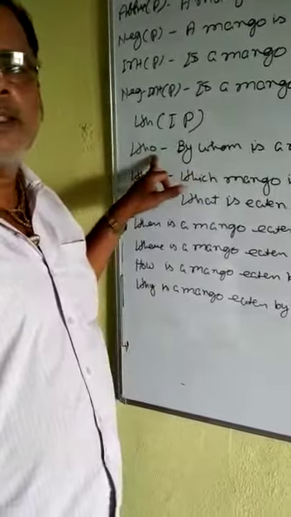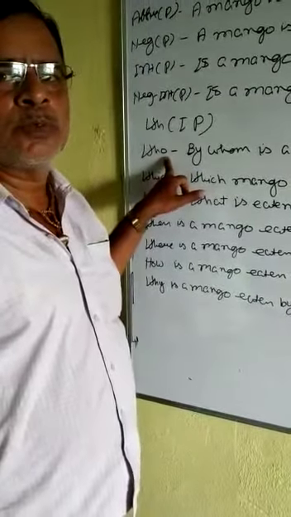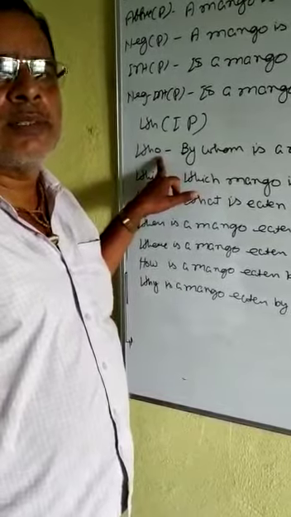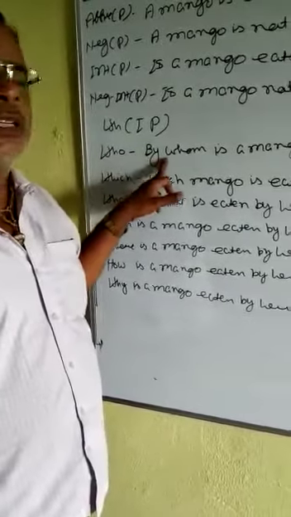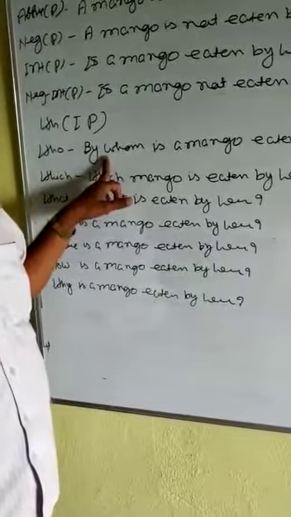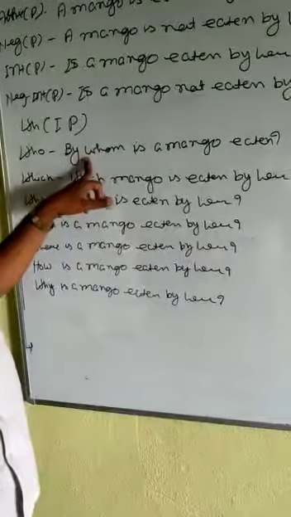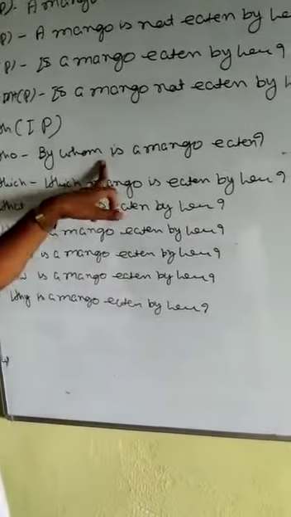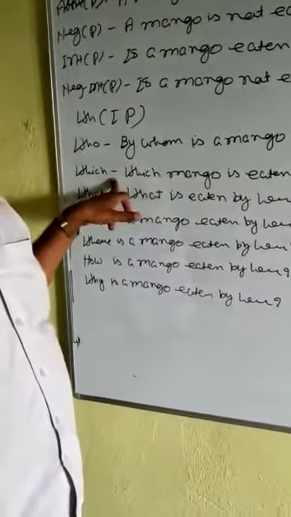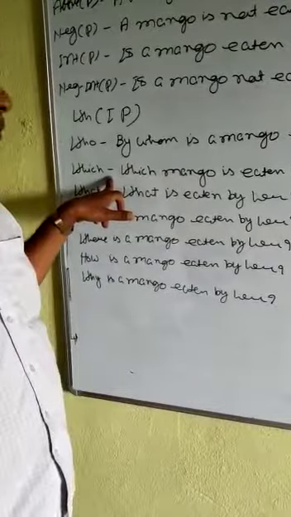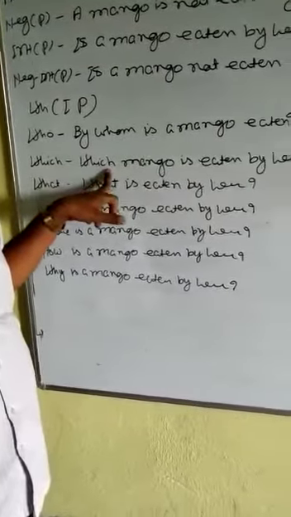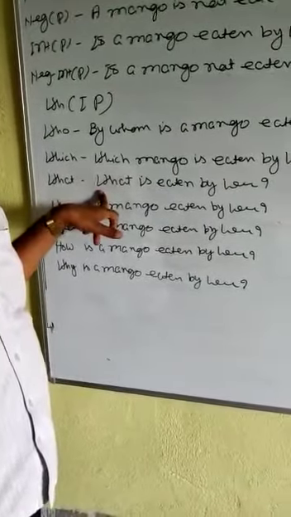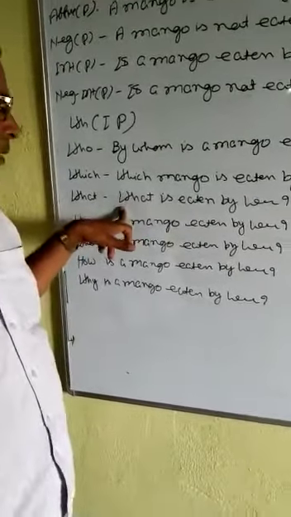Then the first sentence begins with who, meaning who eats a mango. And when the sentence is transferred, then who is changed into by whom. The sentence will take shape like by whom is a mango eaten. When a which sentence is transferred into passive, then which mango is eaten by her. Likewise what is eaten by her, because what here stands for object.